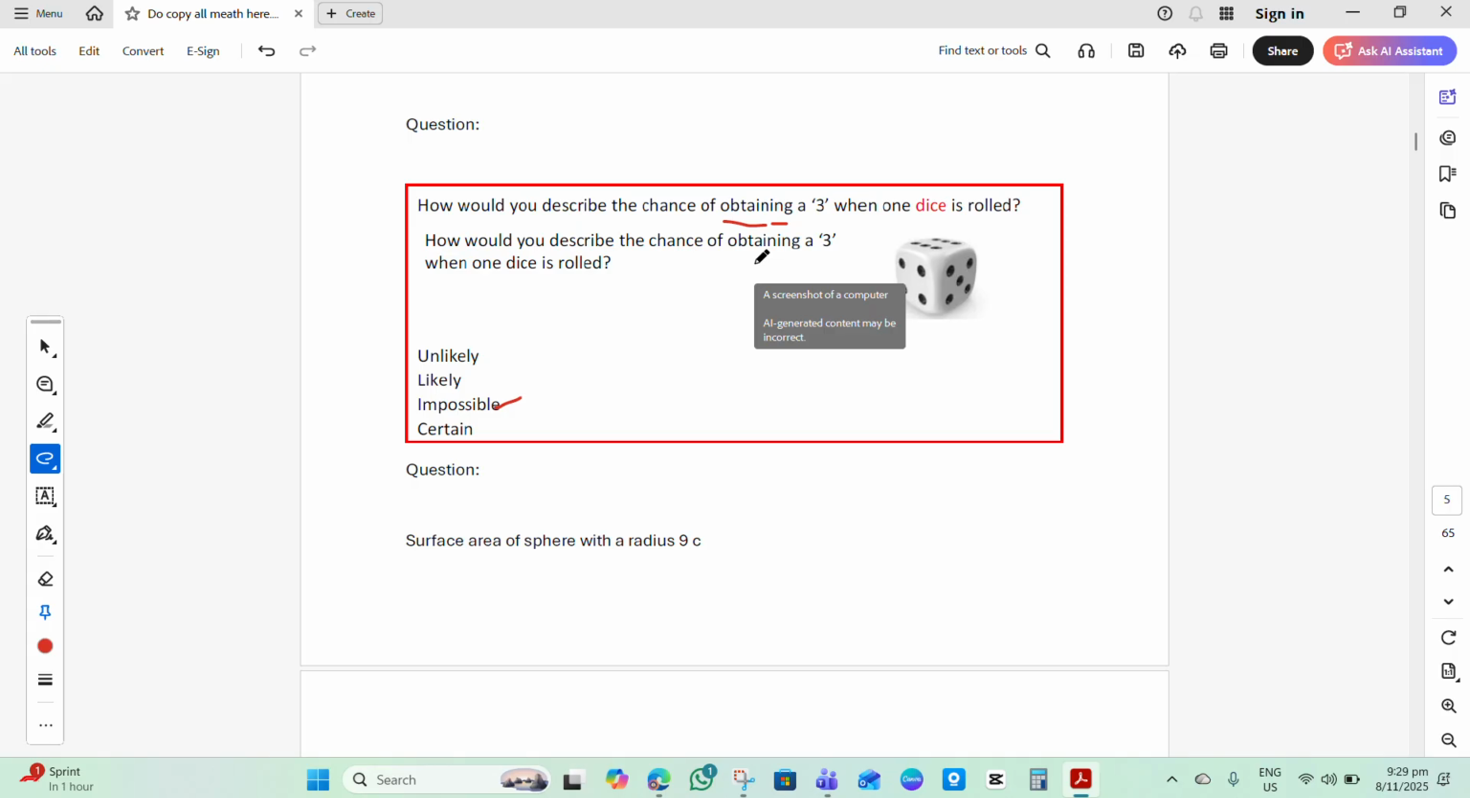how to say, you cannot make a prediction, you cannot foretell, okay? Because here it is talking about a prediction, that is why, when the dice is rolled. So how would you describe the chance of obtaining 3 when your dice is rolled? So the answer is impossible to obtain 3.